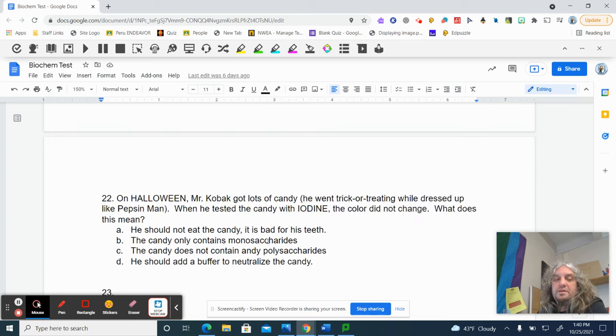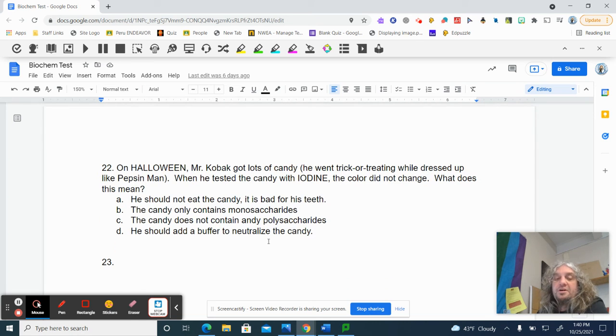Question 22. On Halloween, Mr. Kobach got lots of candy. He went trick-or-treating while dressed up as Pepsin Man. When he tested the candy with iodine, the color did not change. What does this mean? A, he should not eat the candy. It's bad for his teeth.